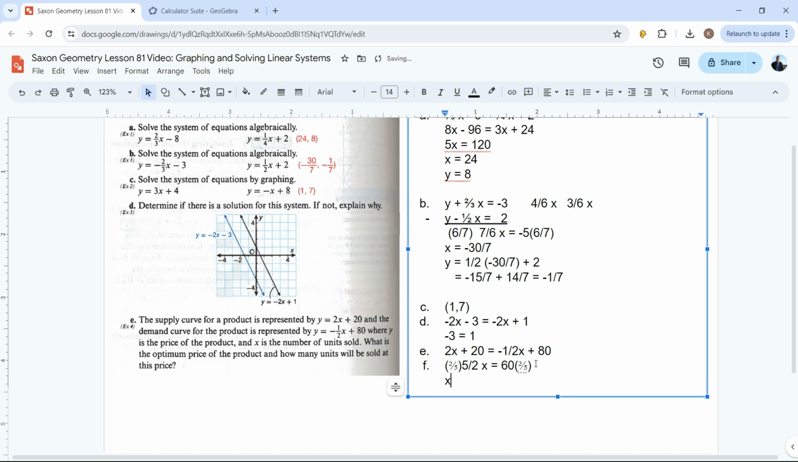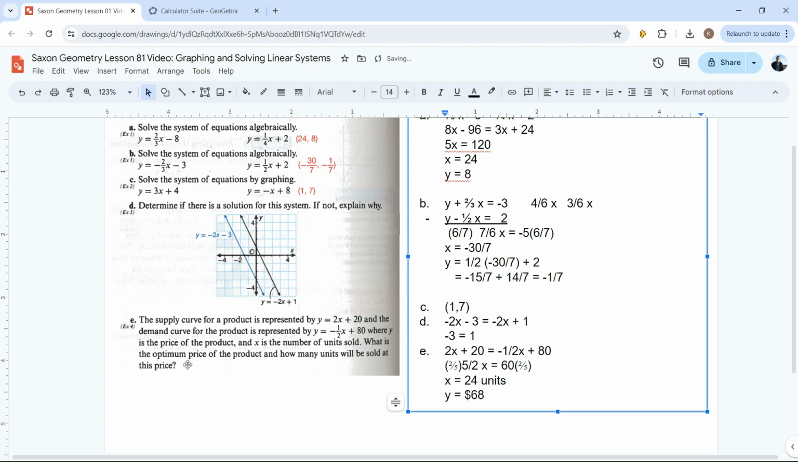That means that x equals 24. I just noticed it actually put an F in here. And if x equals 24, I can go back to either of my original equations. I'm going to use the first one. 2 times 24 is 48, plus 20 is 68. y must equal 68. Again, if x is the number of units sold, it's going to be 24 units sold, and this is going to be the price of the product, $68.